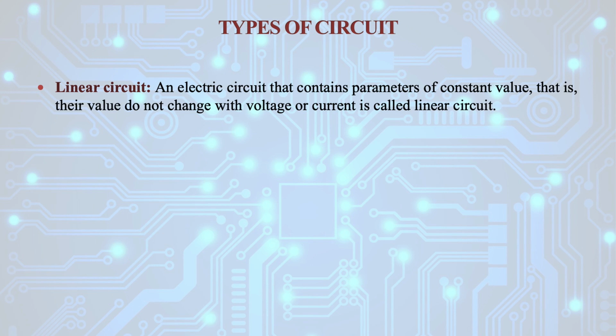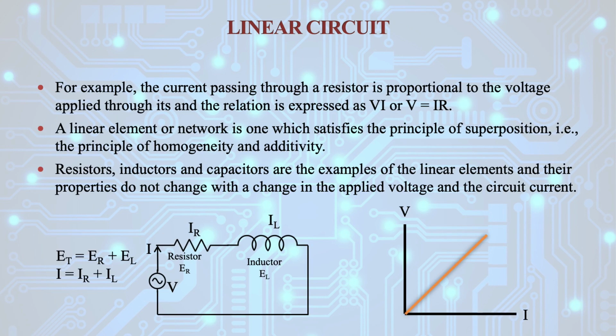Now we have to understand the difference between linear circuit and non-linear circuit. So first of all, we will discuss what is a linear circuit. An electric circuit that contains parameters of constant value, that is, their value does not change with the voltage or current, is called a linear circuit. So what is a non-linear circuit? An electric circuit that contains parameters whose value changes with voltage or current is called a non-linear circuit.